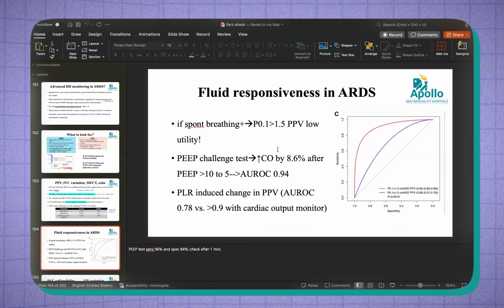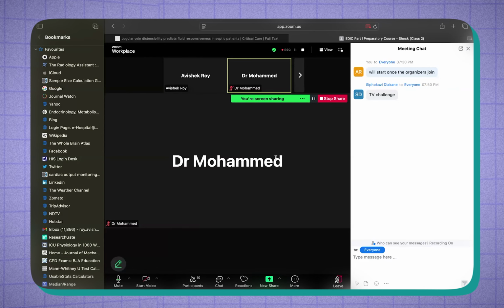So you increase the PEEP from 5 to 10 or decrease it from 10 to 5. Either way, if you have an increase in cardiac output by 8 to 10% after reduction in PEEP, you call it fluid responsive. In ARDS we tend to give higher PEEP, so you temporarily reduce it from 10 to 5 and note the pulse pressure variation change or the cardiac output increase after 1 minute of the change. If it is increased by 10%, it has an AUC of say 0.94, a moderate sensitivity and specificity. So the PEEP challenge test is today's additional test that I just told about.